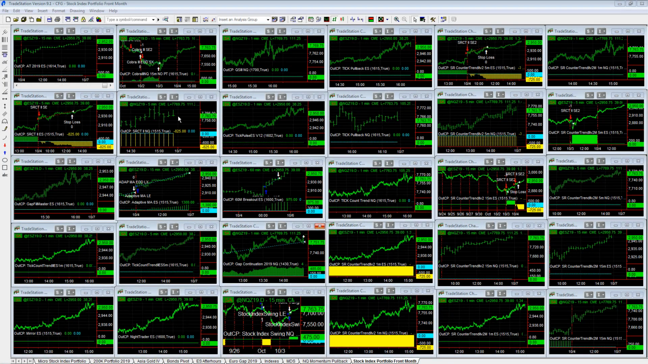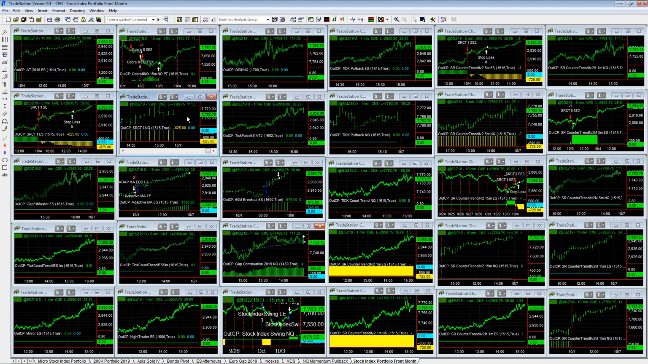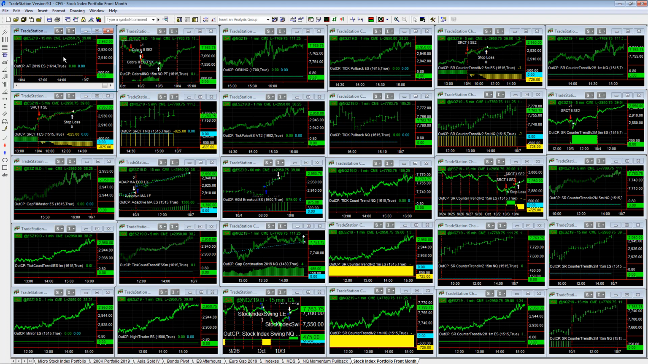This is the stock index portfolio. It includes 30 different trading systems for the E-mini S&P and the E-mini Nasdaq. You see the matrix of strategies that we have here. In TradeStation, there are 30. There are 5 rows and 6 columns. And there is a variety of strategies, including mostly day trade and a few overnight strategies, trend and counter trend.